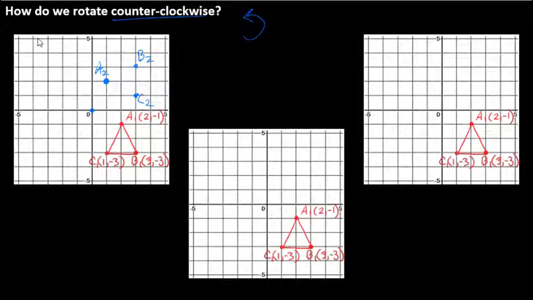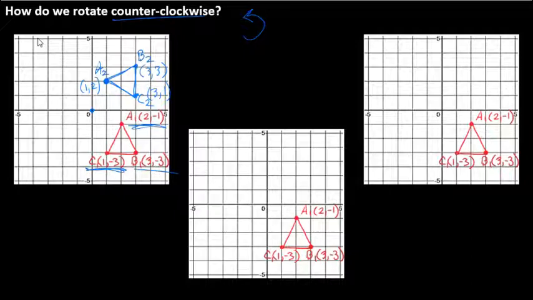So what was it that happened? So A, I went from 2 by -1 to 1 by +2. Looking at B, what happened there? I went from 3 by -3, and I changed to 3 by +3. And C2, I went from 1 by -3 to 3 by +1. Okay, so that's right there.